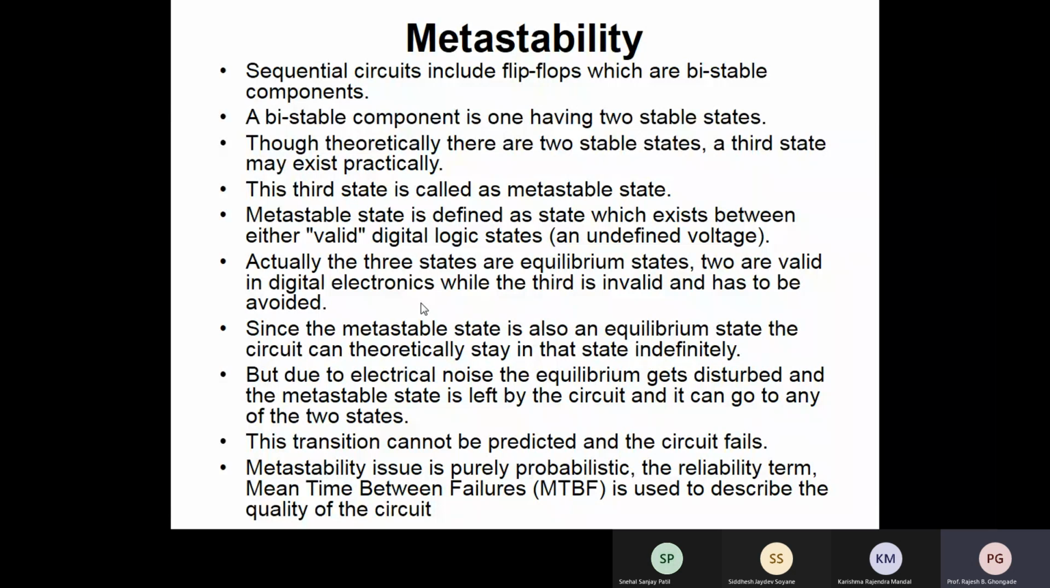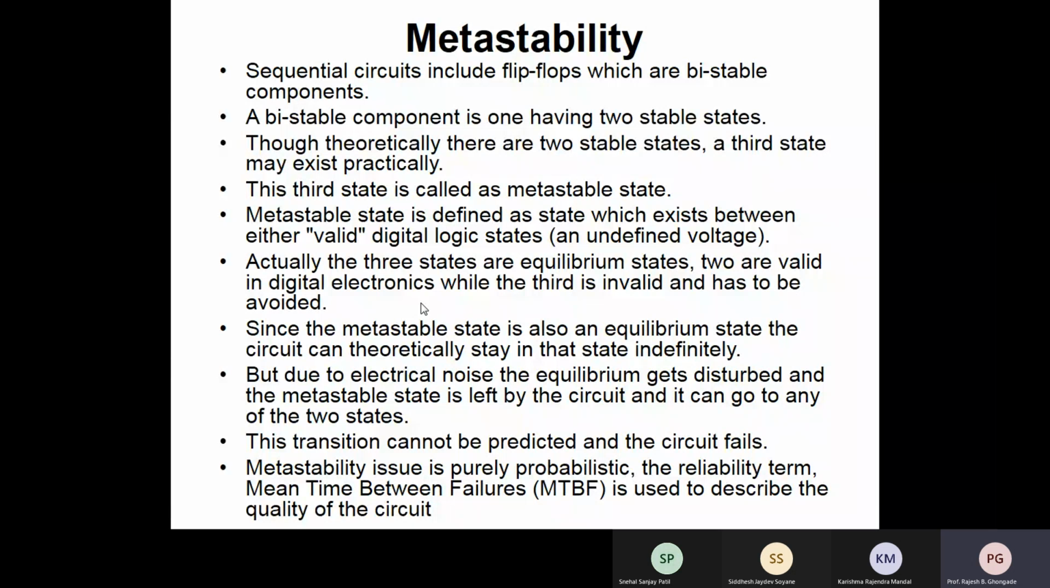As we have said, there can be a third state, and we are going to see how that particular state comes into the picture. But again, this state is a very critical one because it may be affected by electrical noise and the equilibrium will get disturbed, and the metastable state is left, or the circuit will come out of the metastable state and can go to either of the two states.